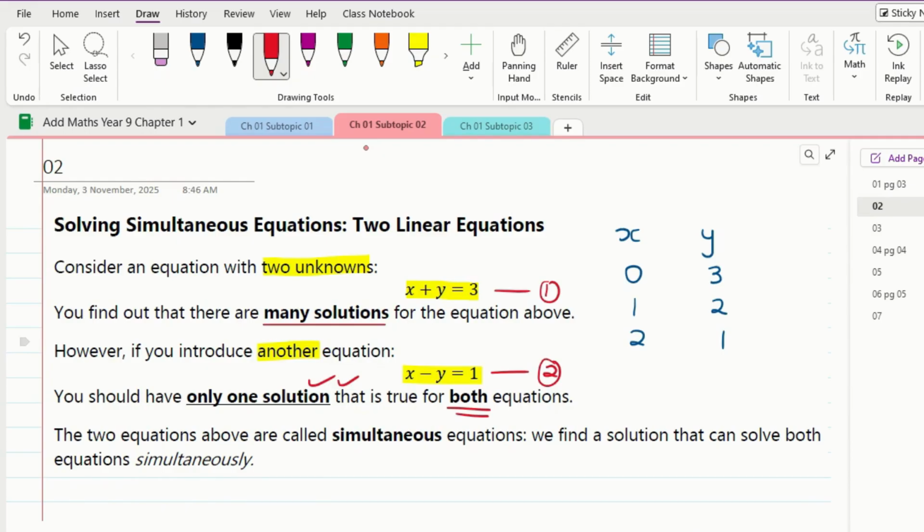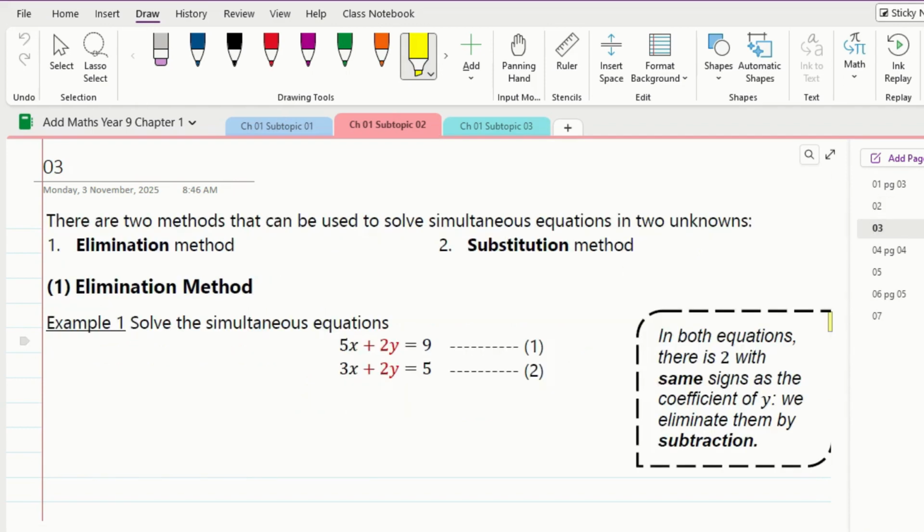Yep, you already know it. It's going to be x equals 2 and y equals 1. That will satisfy and solve both of the equations at the same time. That's why they are called simultaneous equations, because you are supposed to find a solution that can solve both equations simultaneously. Alright, let's move to the methods that we can use.